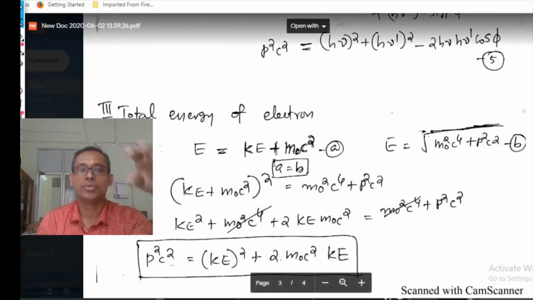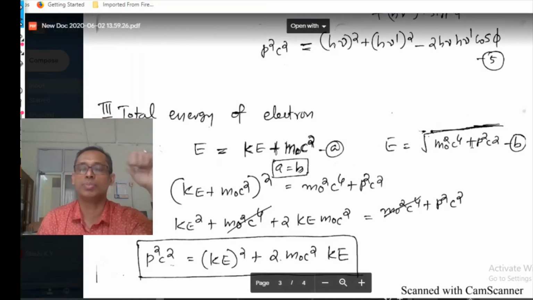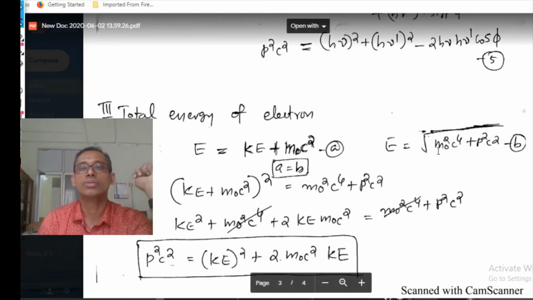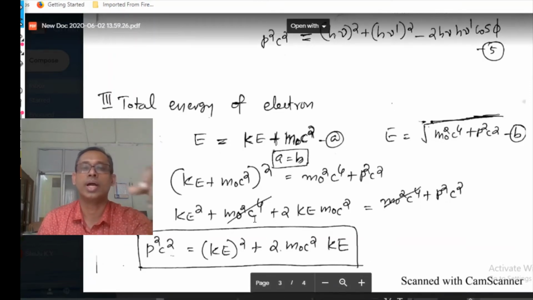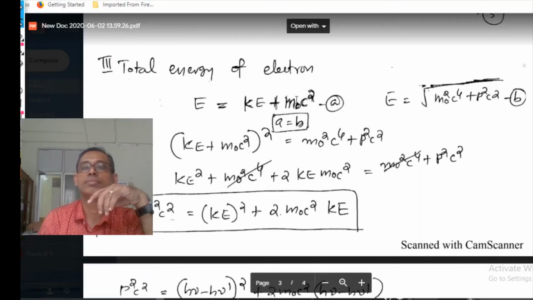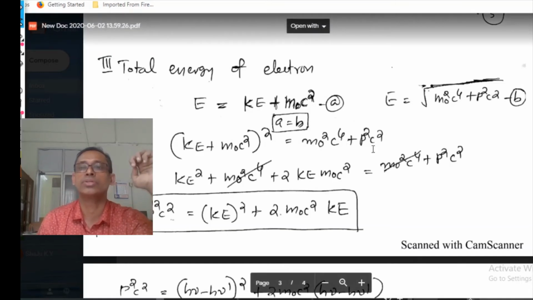That we know, the sum of kinetic energy and rest mass energy, and energy is also given by this relation, the root of m0 square c raised to 4 plus p square c square. So these two are equal. So I am taking the square of this, that is, kinetic energy plus m0 c square whole square, that is equal to m0 square c raised to 4 plus p square c square.